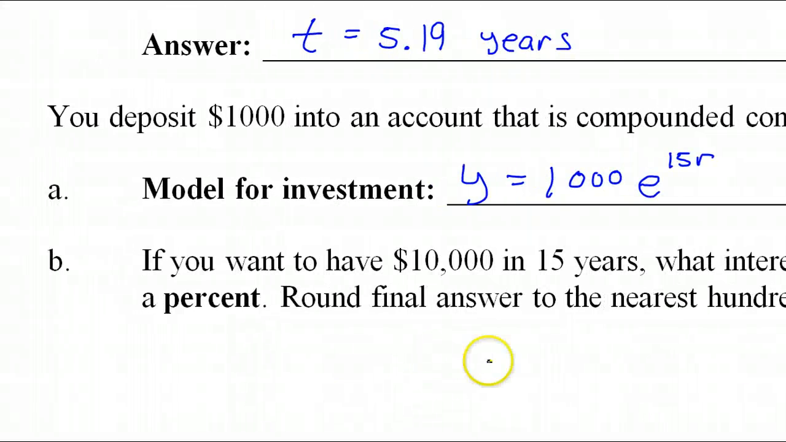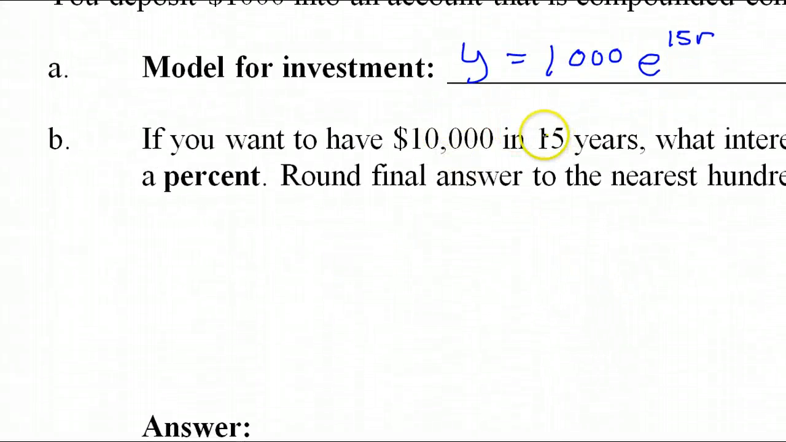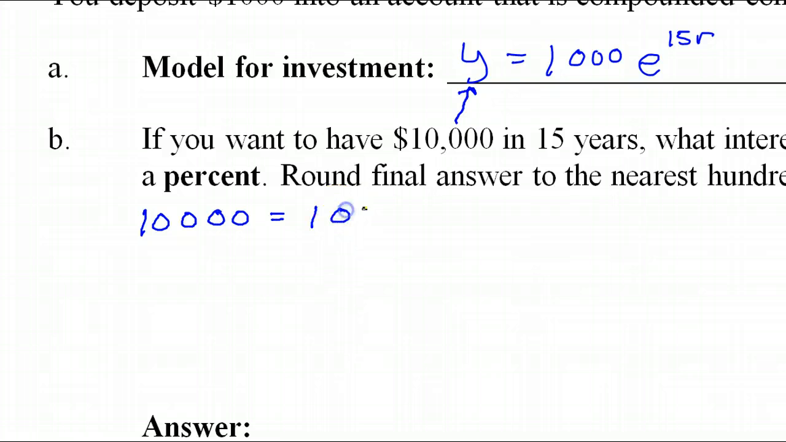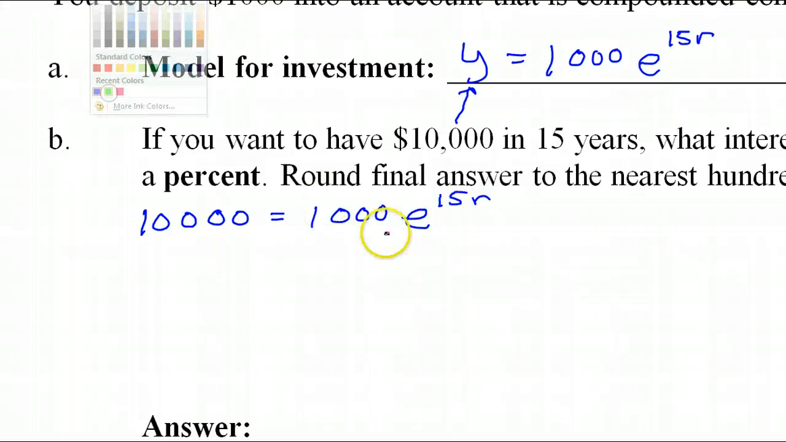Now, that's the model. So, if you want to have $10,000 in 15 years, what interest rate do you need? As a percent, please. So we want to have $10,000. That's our y value. The amount that you'll have years later is always the y value. So this will be 10,000 equals 1,000 e to the 15r power. So I'm going to divide by 1,000.